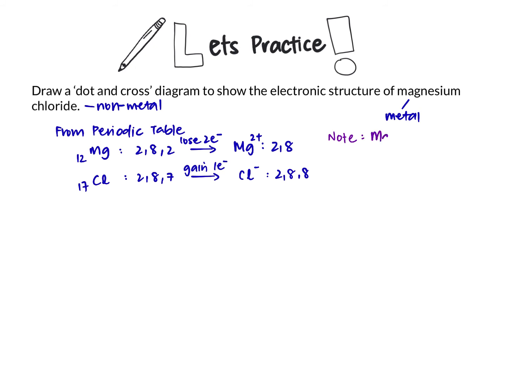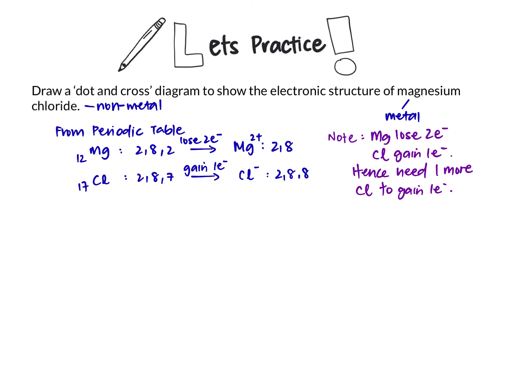There's a shortcut to do for this question. Take note that the magnesium atom will lose 2 electrons, while the chlorine atom will gain 1 electron. Hence, you actually need 1 more chlorine atom to gain 1 additional electron from the magnesium. I will illustrate this with a shortcut method where you can just draw the magnesium ion and chloride ion first.